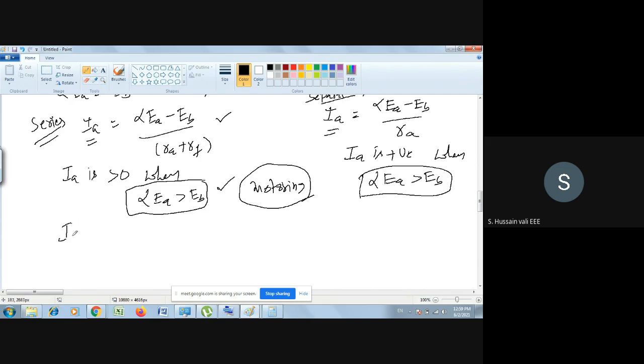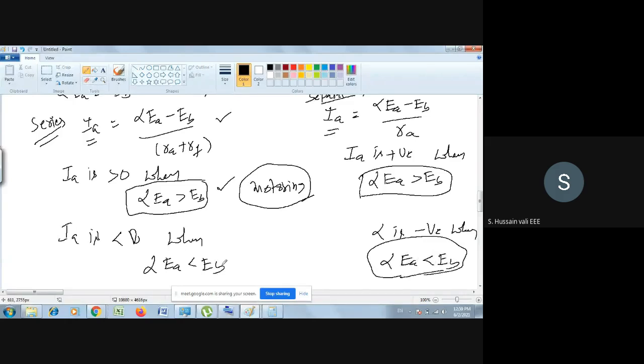So IA is negative, less than 0, when alpha EA is less than EB. Here also the same thing: even for the separately excited DC motor, IA is negative when alpha EA is less than EB. So the same condition we got for the separately excited motor and the DC series motor. If alpha EA is less than EB, then this equation becomes negative. It means IA becomes negative. So IA becomes negative in the sense of which one? Regenerative.